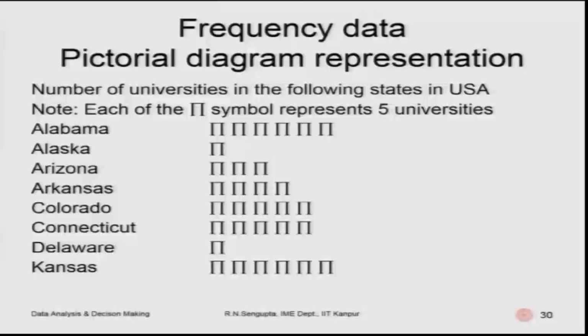Consider this concept of frequency data representation, the pictorial diagram representation, which denotes the number of universities in the following states in USA. Note each symbol, this pi symbol, represents 5 universities. So in Alabama you have 1, 2, 3, 4, 5, 6 times 5, so 30 such universities are there. If I consider Delaware, it will be about 5 universities. If I consider, say, the state of Kansas, it will be 6 times 5, about 30 universities, and so on and so forth.